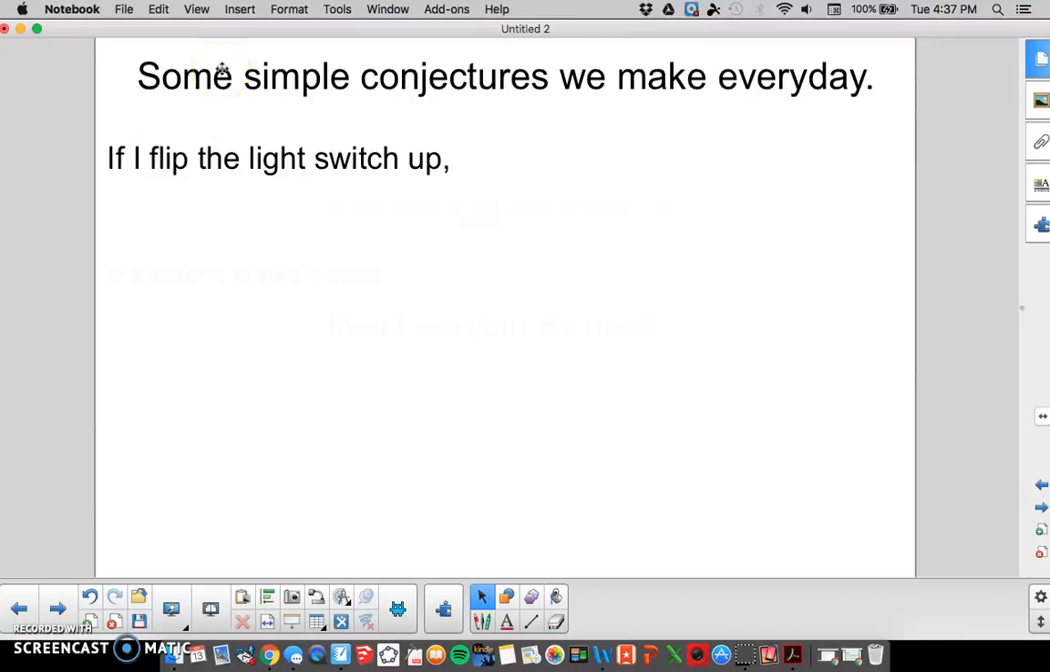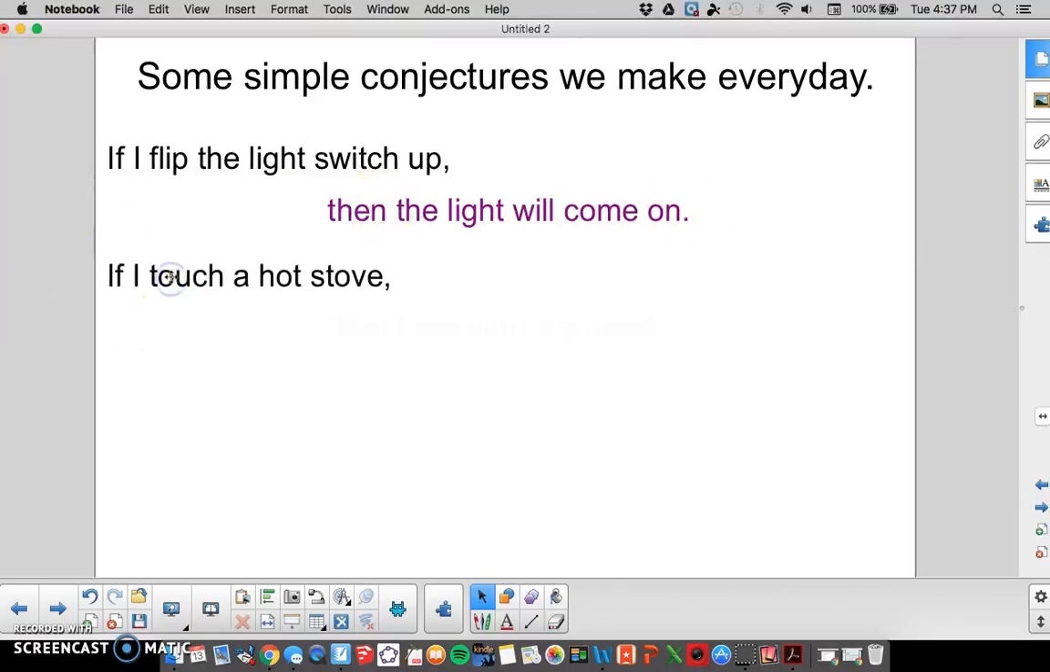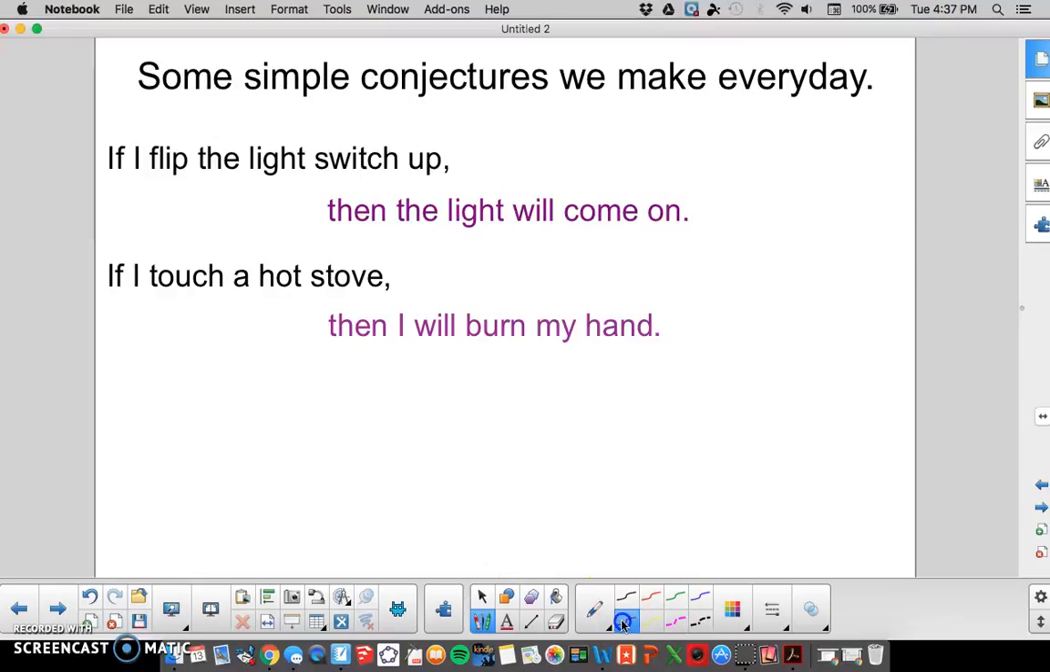Now, some simple conjectures we make every day. Well, if you flip a light switch, you expect that the light will come on. So if I flip the light switch up, then the light will come on. Or if I touch a hot stove, you would expect that you'll burn your hand. Notice that I have these sentences in a specific form. The if-then statement. So like, if that first thing happens, then we assume the second thing will happen. This second part is the conjecture. So then the light will come on, that's the part that we're assuming will happen. That's also the part we have to prove whether or not it's true.